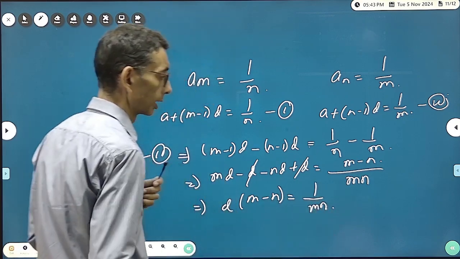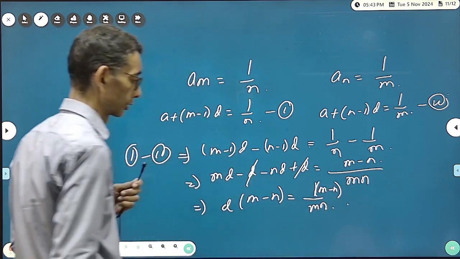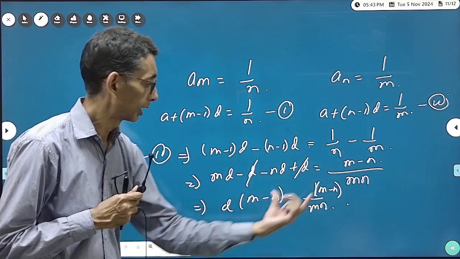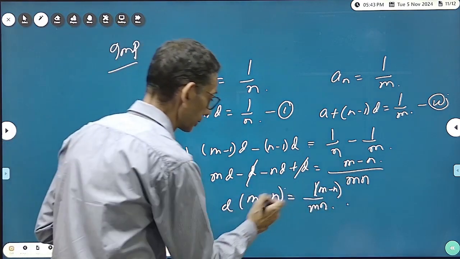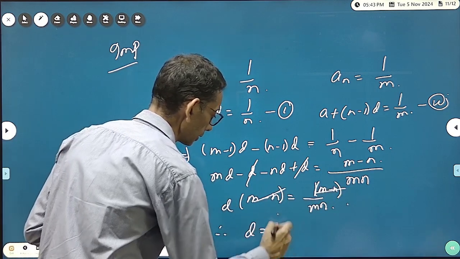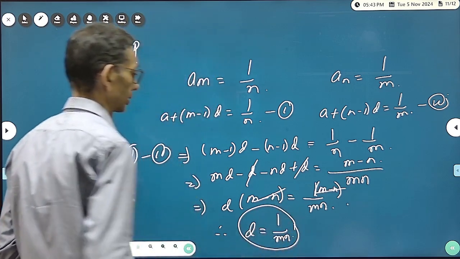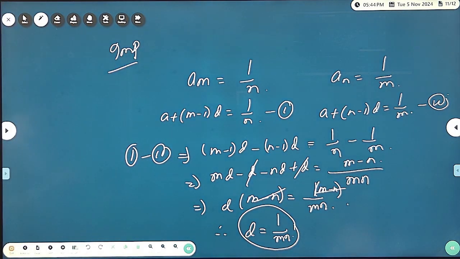Whole m minus n, right? So m minus n is on the left hand side, m minus n is on the right hand side. It will get cancelled out. Therefore, the D value you got is the value of D. D is equal to how much? 1 by mn.